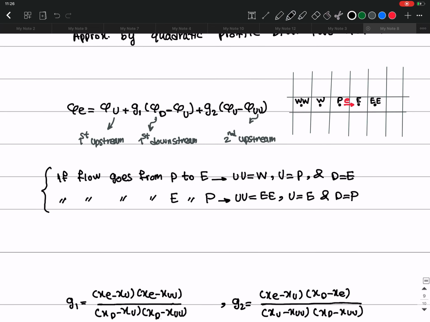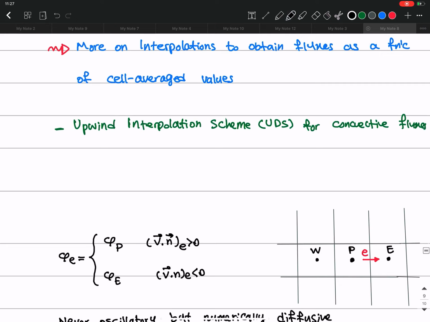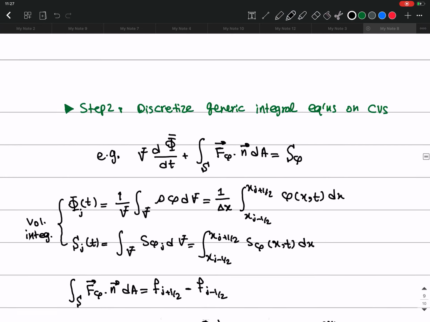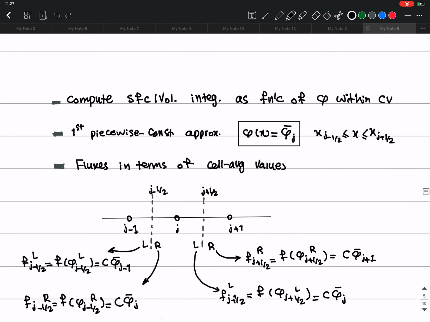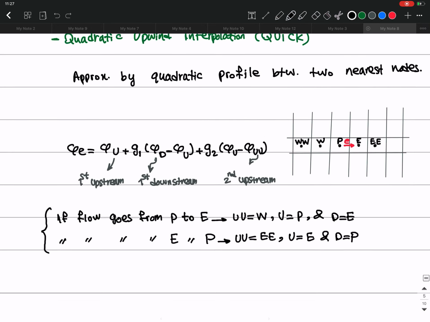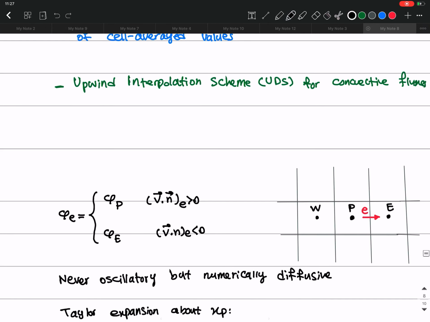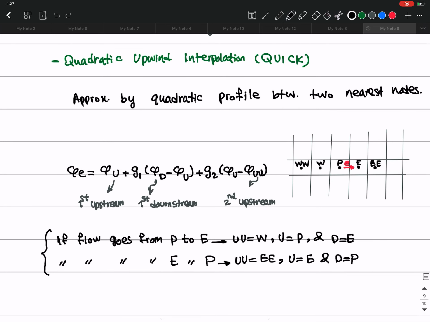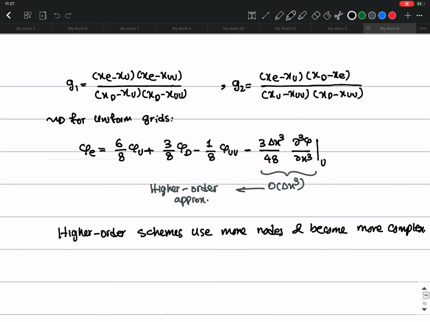So these were 2 interpolation schemes that you would need when you want to approximate the flux at these cell average boundaries right here, right? And these are 2 famous ones that you might hear when you work with finite volume methods. One is called the Upwind method, and the other is called the QUICK method, quadratic upwind interpolation, especially if you work with some of these finite volume codes, okay?